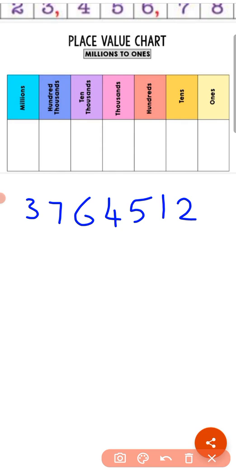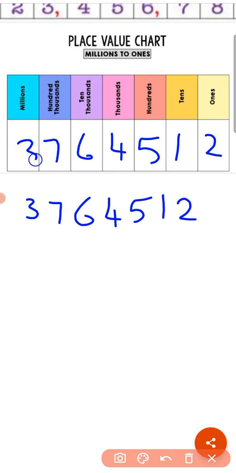Three, 7, 6, 4, 5, 1, 2. Okay. Start from the ones place. 2, 1, 5, 4, 6, 7, 3. Okay. How many digits this number have? 1, 2, 3, 4, 5, 6, 7. It is a 7-digit number. Now we can group this number.